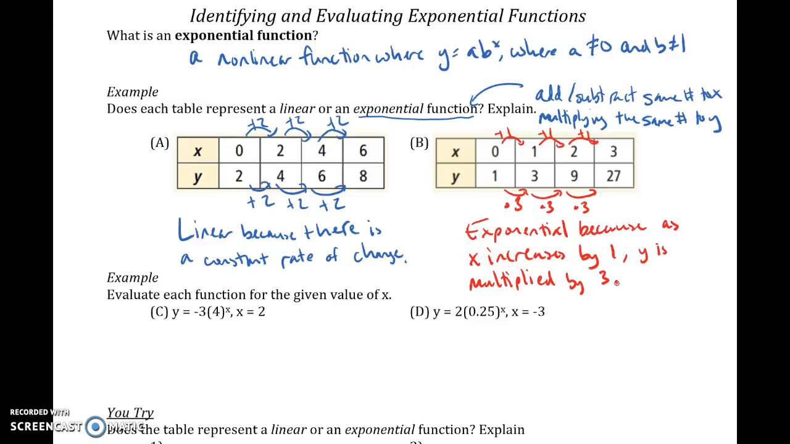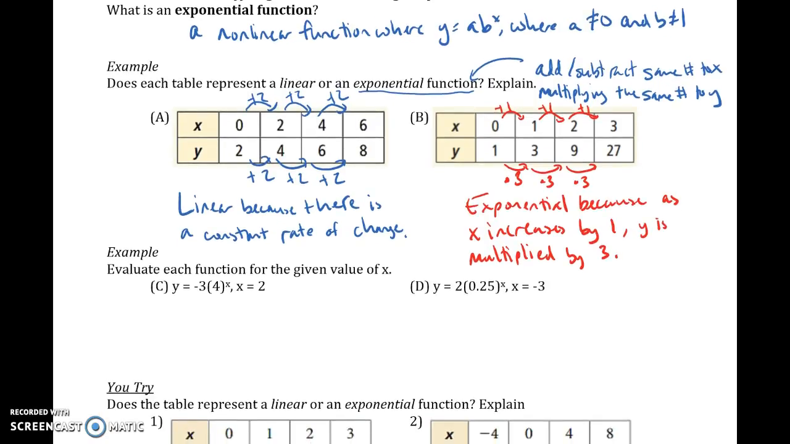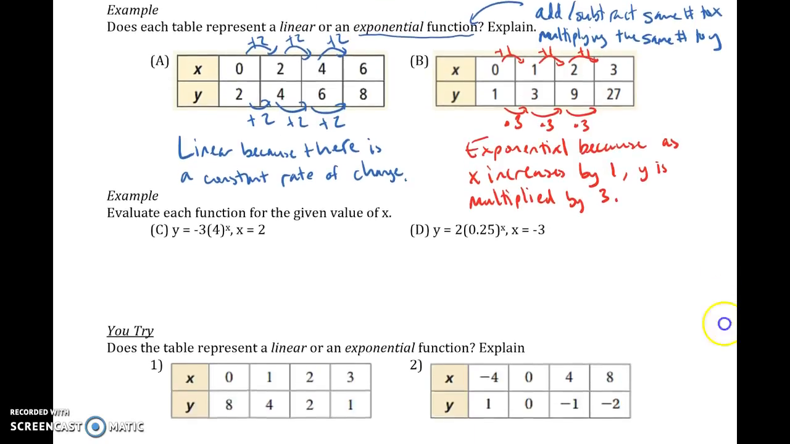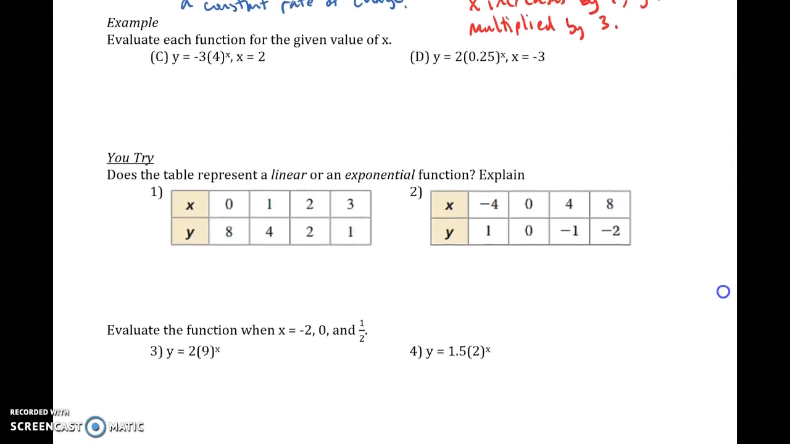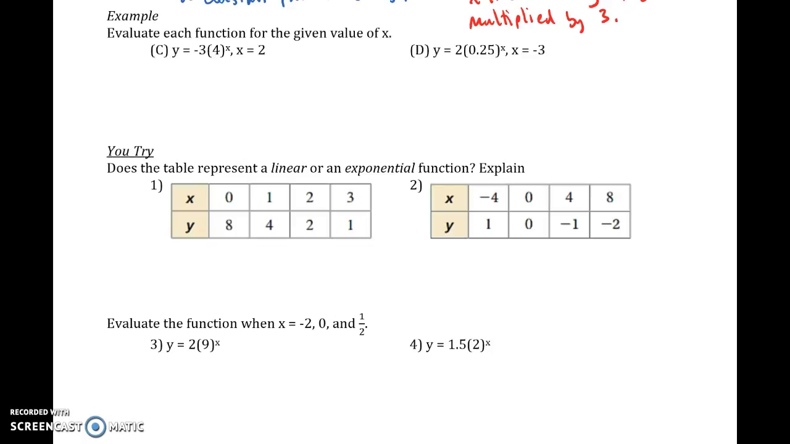Okay, so it's exponential because you're adding a constant value to x, and then we're multiplying a constant value to y. Oh, sorry, let's take a look at the you try 1 and 2. Go ahead and try those out, and let's make sure you explain why a function is exponential or linear.